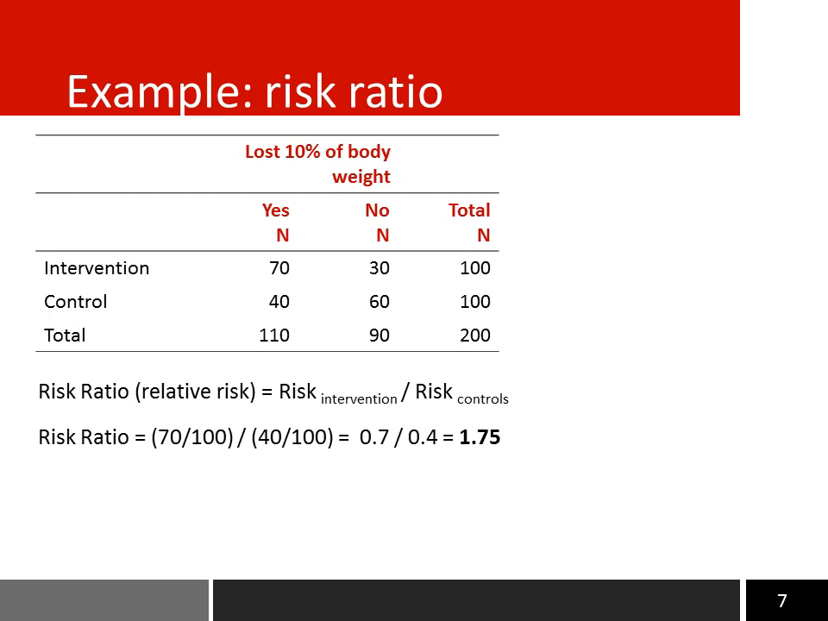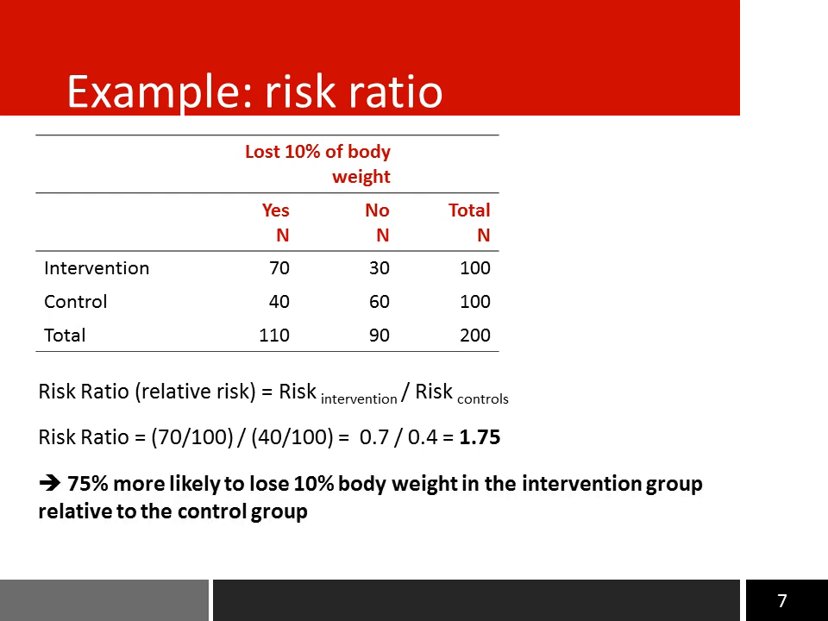So in order to compare these, we can use what's called a risk ratio, also known as a relative risk. And we express the risk in the intervention group relative to the risk in the control group. This is 0.7 divided by 0.4, which is a risk ratio of 1.75. So what does that actually mean? Well, those in the intervention group are 75% more likely to lose at least 10% of their body weight compared to the control group. So this gives us the magnitude of the difference between intervention and control.